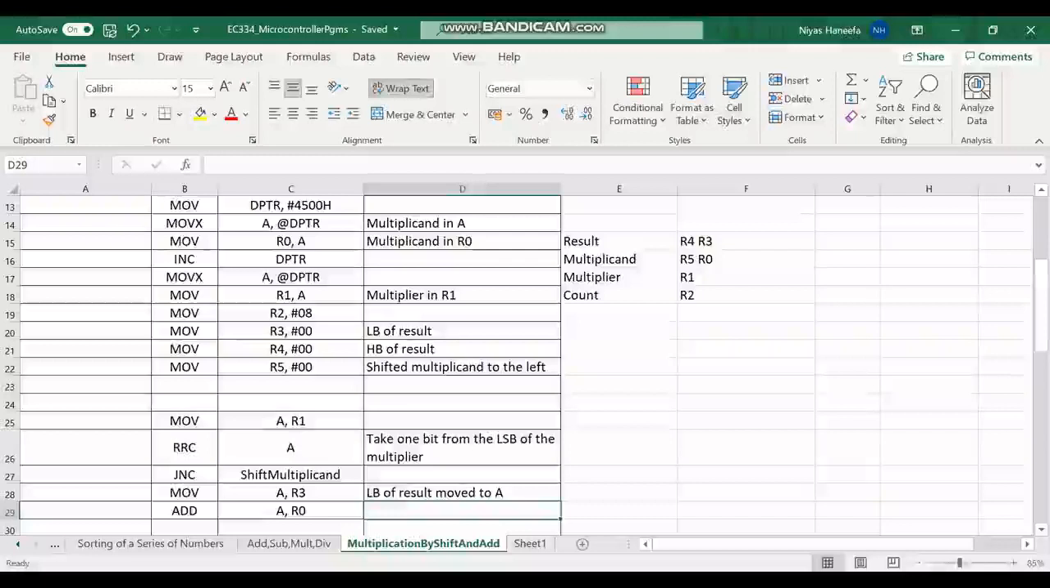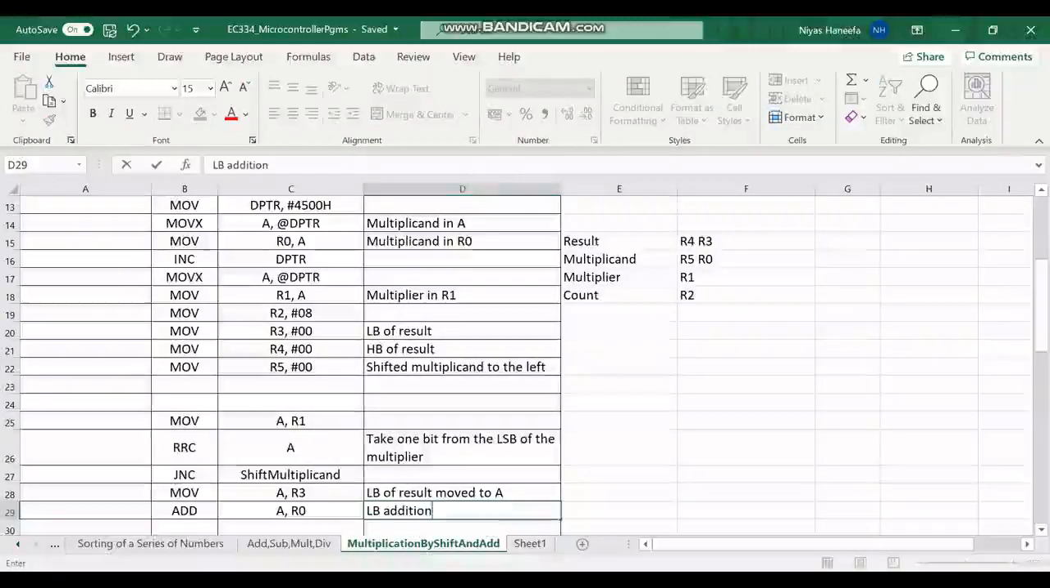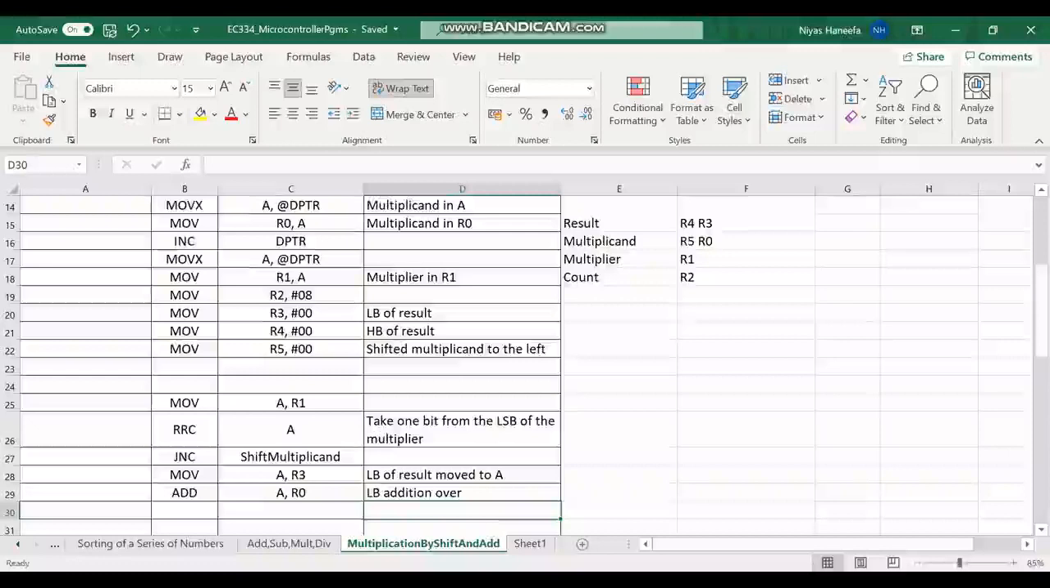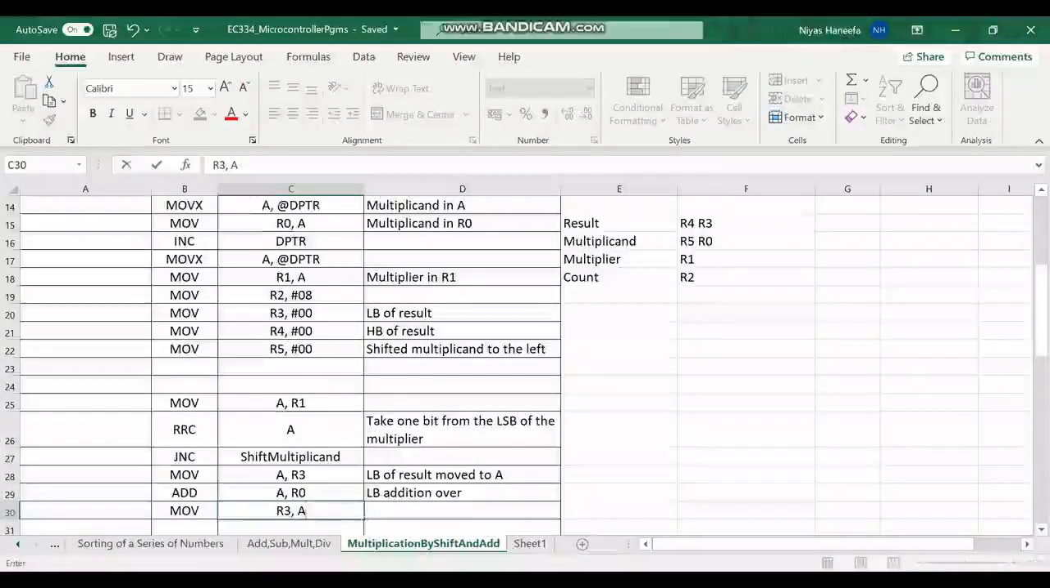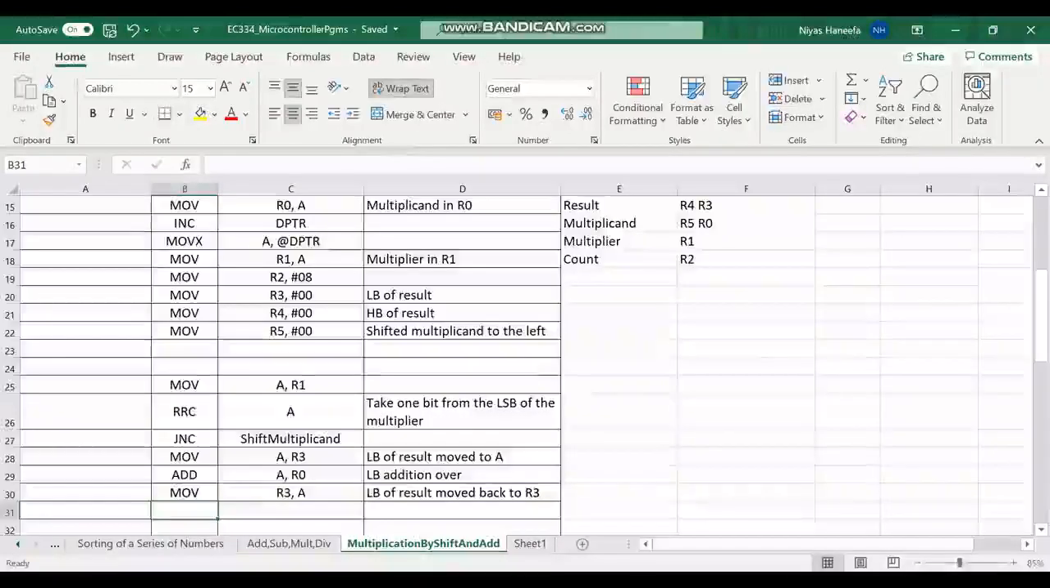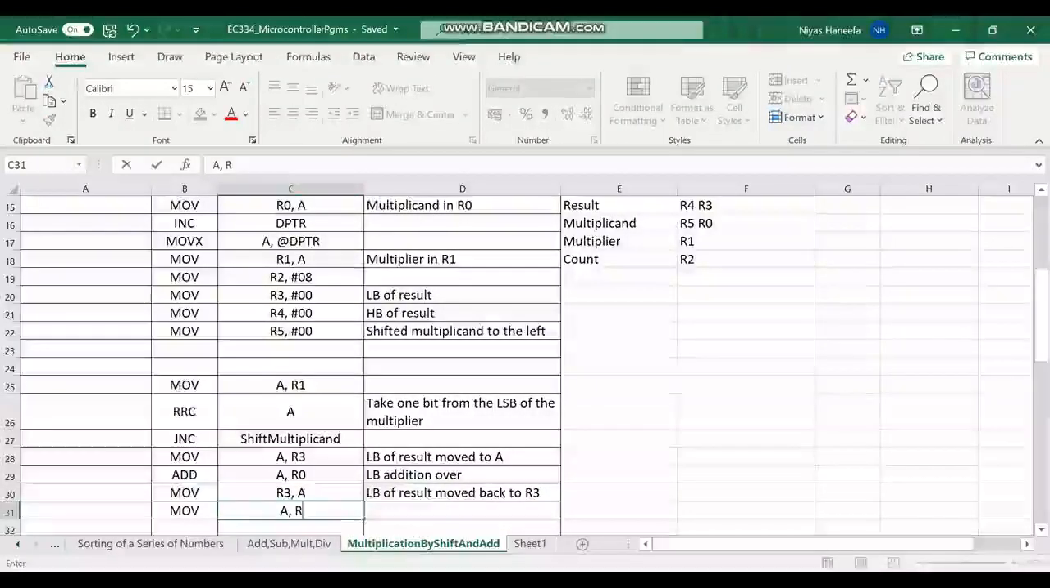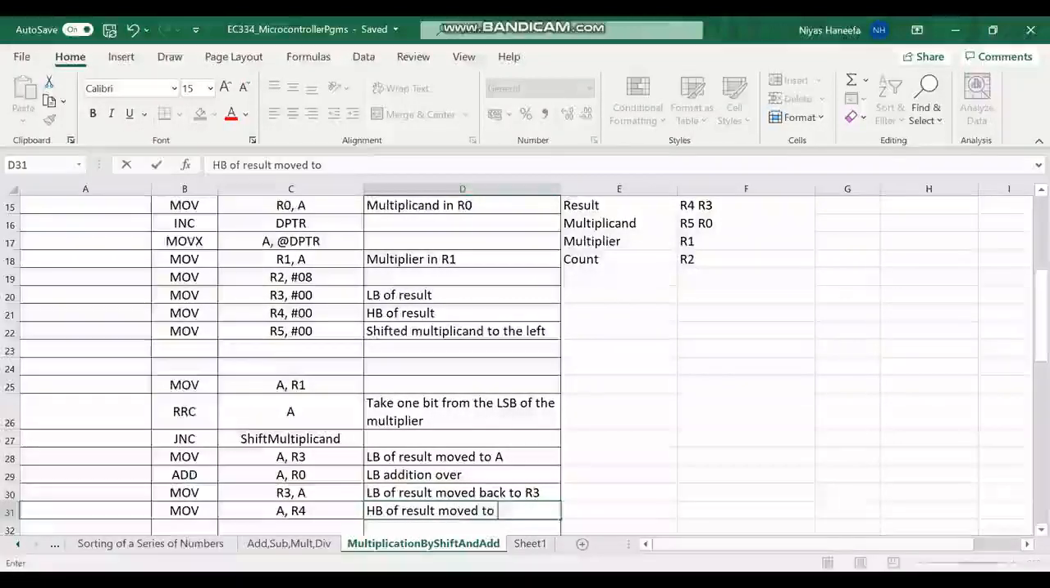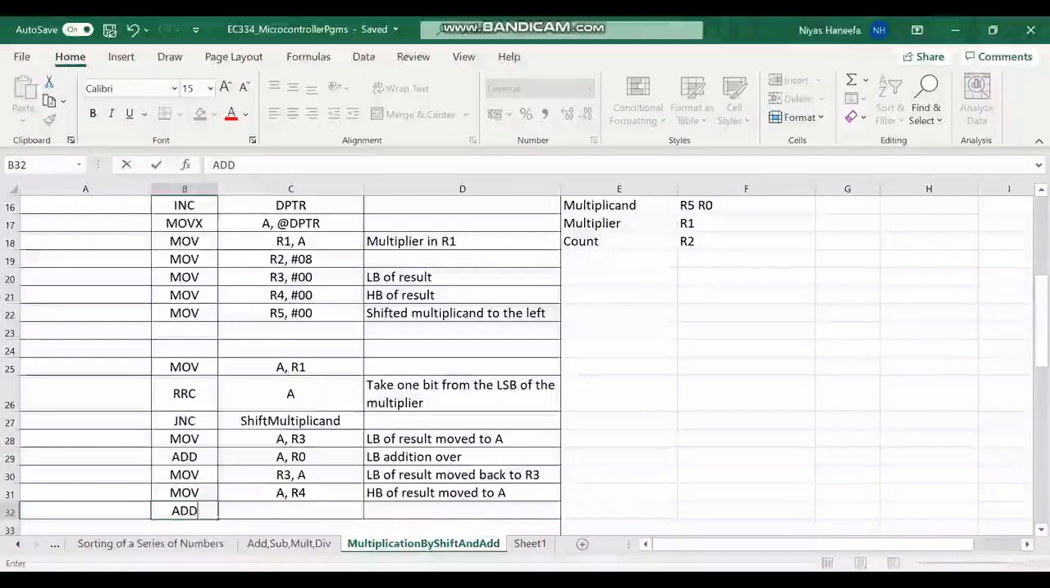So lower byte addition over. Then you have to move it back because the result is in R3 R4. So move R3 comma A, lower byte of result moved back to R3. Then we do the same procedure again: move A comma R4, the higher byte of result to A, because addition always involves the accumulator. Now here you have to use ADDC A comma R5, which is the multiplicand higher byte.